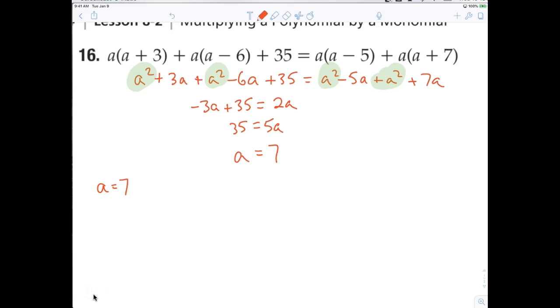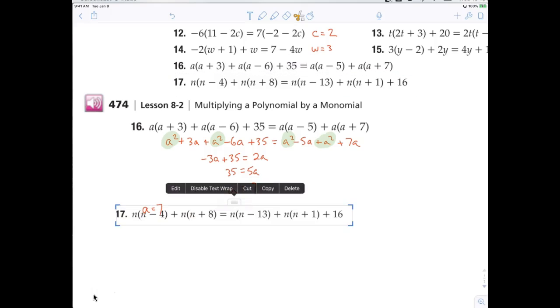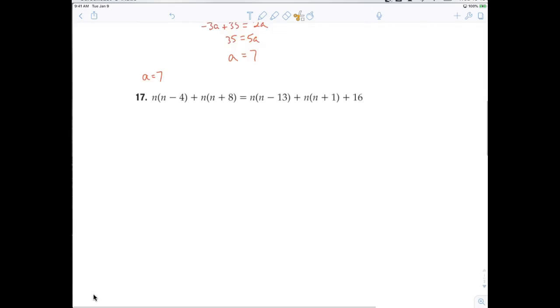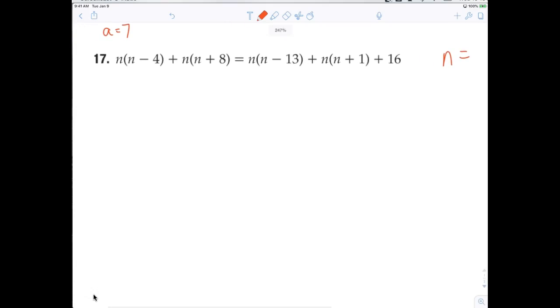Because we had so much fun with 16, we're now going to do 17. Fun. Yes. You're welcome. So excited. That's what I like to hear. I'm gonna get this right this time. All right. Here we go. 17. I want the answer. N equals. Who's got it?